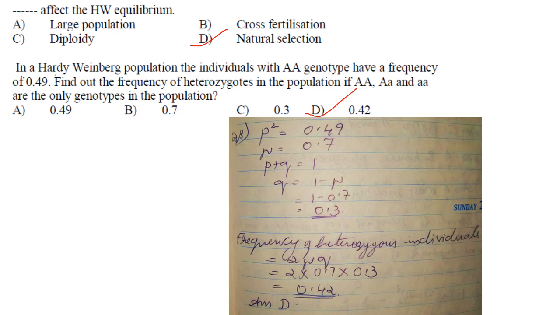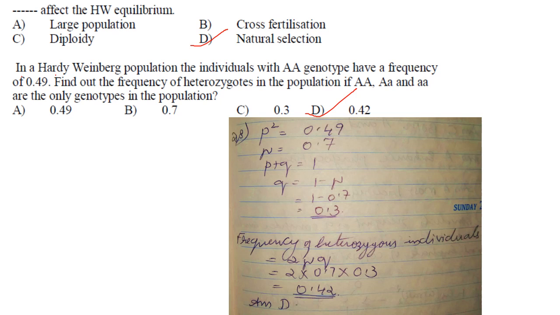Next question. The dash affect the HW equilibrium. HW is Hardy-Weinberg equilibrium. So what does Hardy-Weinberg law state? It states that genotype and allele frequencies will remain constant from generation to generation if certain conditions are followed. So what are the conditions? The population should be large, it should mate randomly, and there shouldn't be any natural selection, mutation, immigration, etc. in the population. So that is what Hardy-Weinberg equilibrium states. So dash affects Hardy-Weinberg equilibrium.